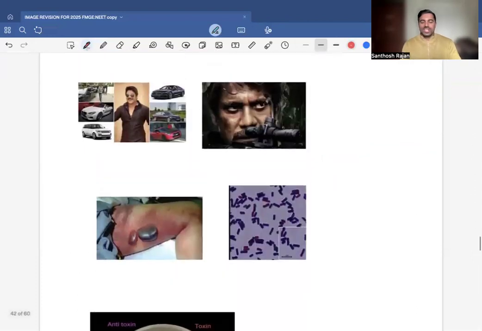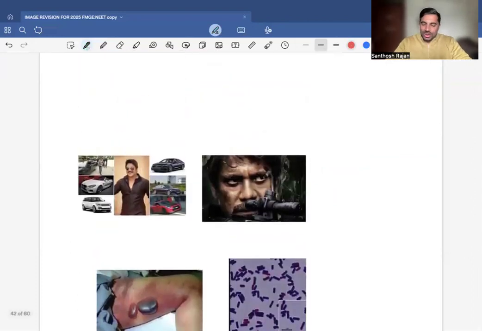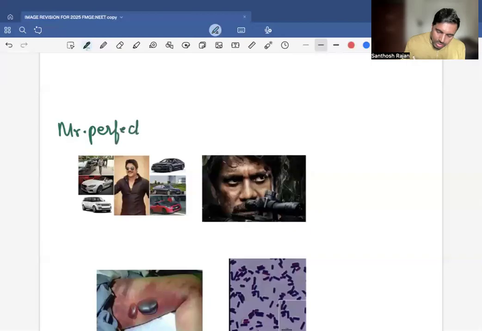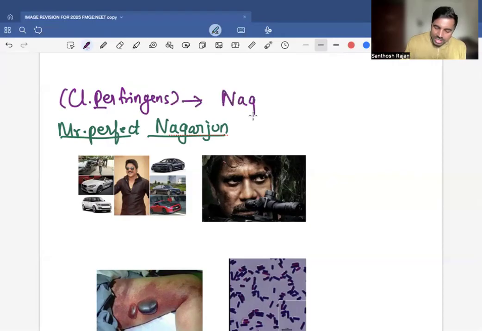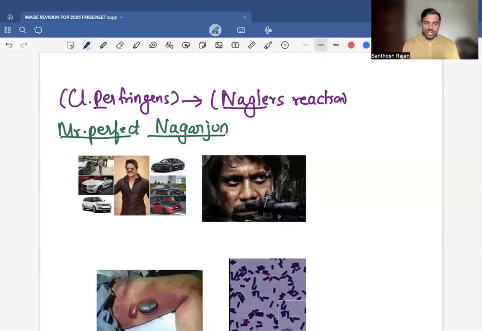Yes. Now, this is very, very important. Because I draw this picture, I always say it to the students to make it easy. If this is Mr. Perfect, Mr. Perfect Nagarjun. Okay, Nagarjun. It's a bit crazy, man, no? So why did you say Mr. Perfect? Because this is Clostridium perfringens, otherwise called Welchii, okay. Nagarjun, because the reaction name is Nagler's, a repeatedly asked question. Nagler's reaction, not the Naegleria fowleri, that's a different one, don't mix it with that.